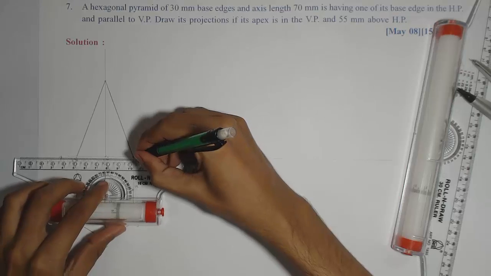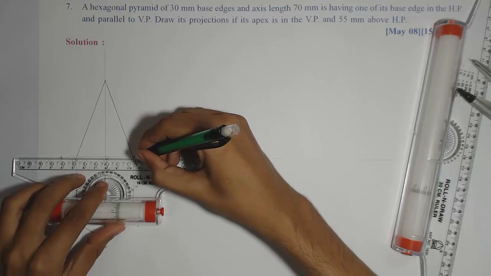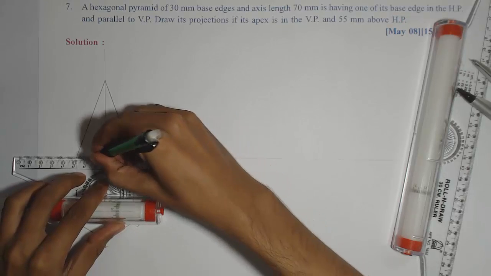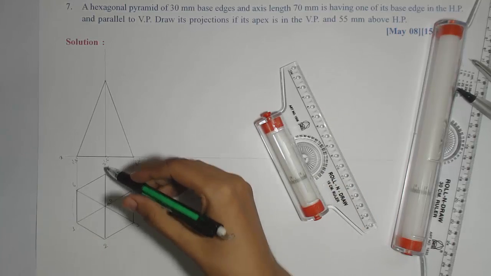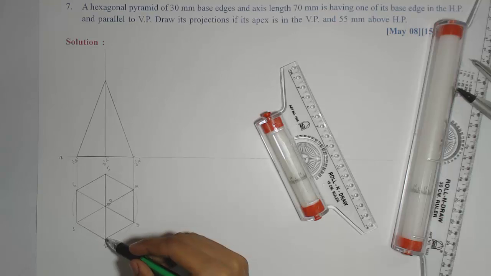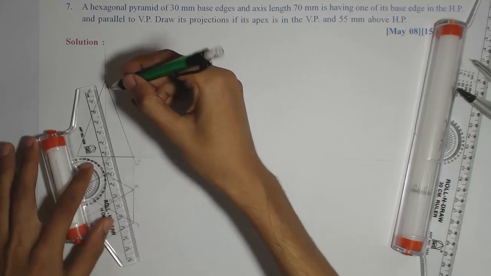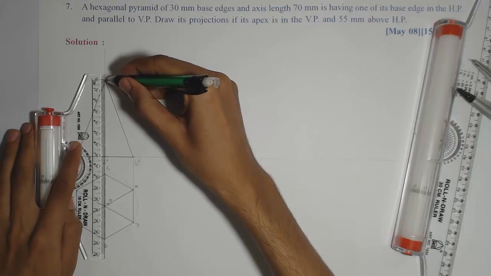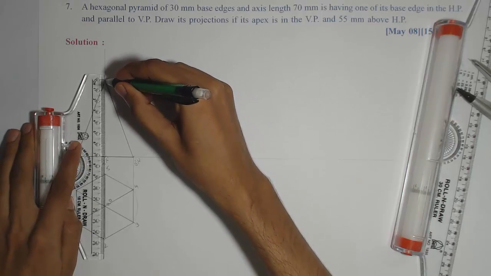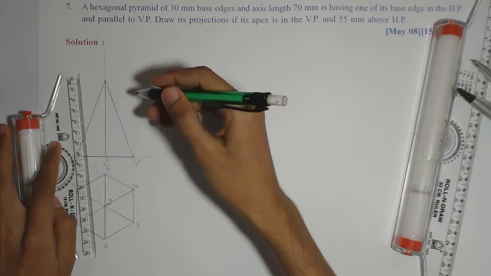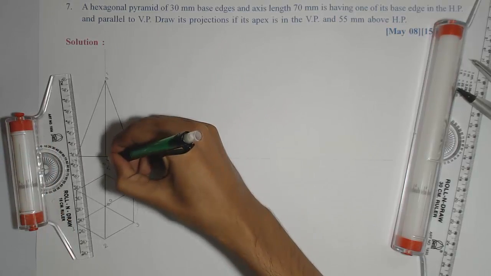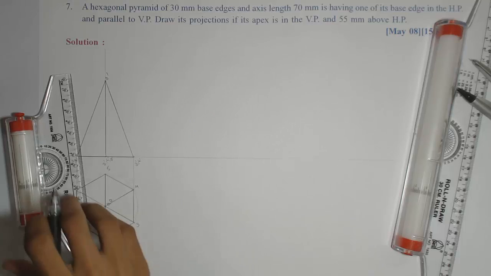Then the base is dark. Now the slant edges from 2 and 5 will coincide with the axis, and the slant edge from point 2 will be visible. So we'll give preference to that visible slant edge, so it will be dark. So here there is no need to show long dash, short dash for the axis, but we can show the notations O dash and O dash here. Okay.